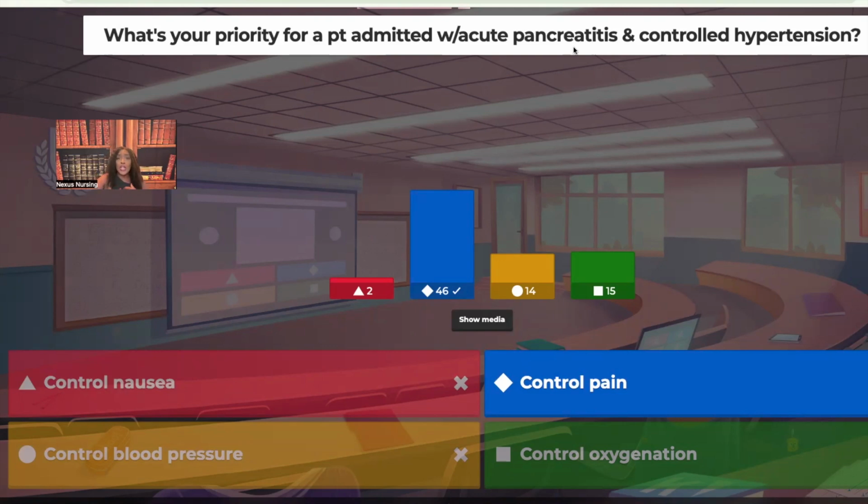I didn't tell you that the patient was having an acute exacerbation of asthma or acute exacerbation of COPD or something else that should make you think of the patient's airway. So it would not have been oxygenation that 15 of you guys chose. But we know when it comes to pancreatitis, what happens? That pancreas is inflamed. It is extremely painful. So absolutely controlling pain.